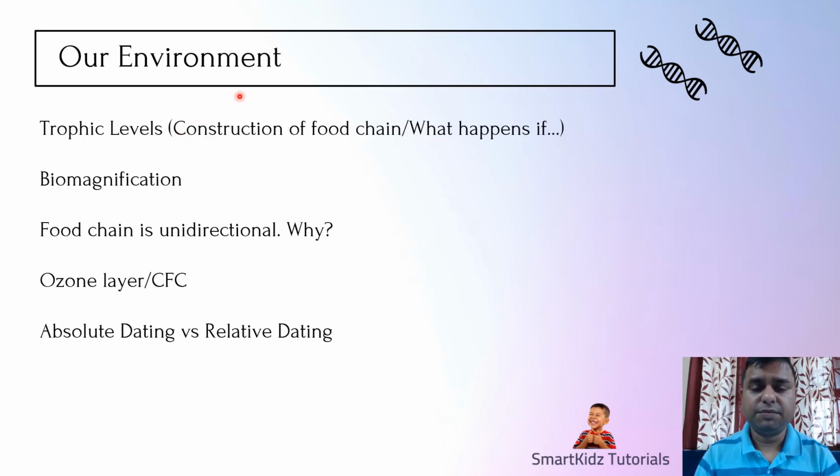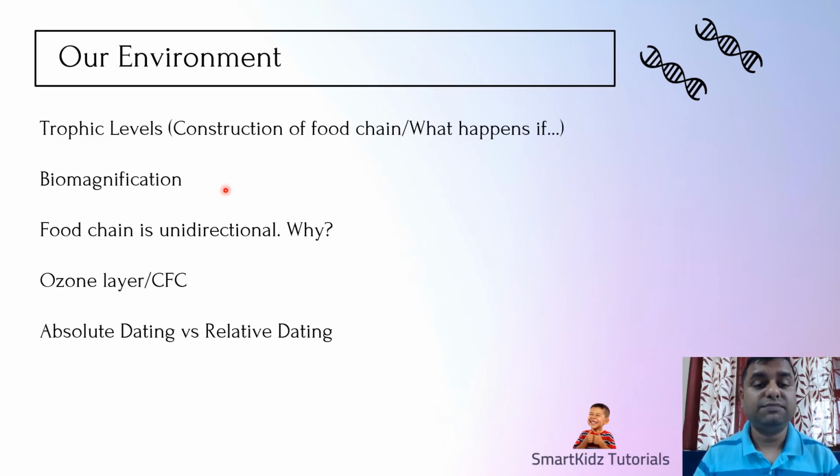Then about our environment, this is only for 2 marks. The most favorite question is about trophic levels, wherein you will be given 3 animals, for example, frogs, snakes, and eagle. They will be given in random order. You will be asked to place them in the correct order, and thereafter name the primary consumer, the secondary consumer, and so forth. Be prepared for that. And then a question like what will happen if there are no eagles at all. Then you should be able to answer that the population of snakes will grow and the frogs will be finished. Something like that.